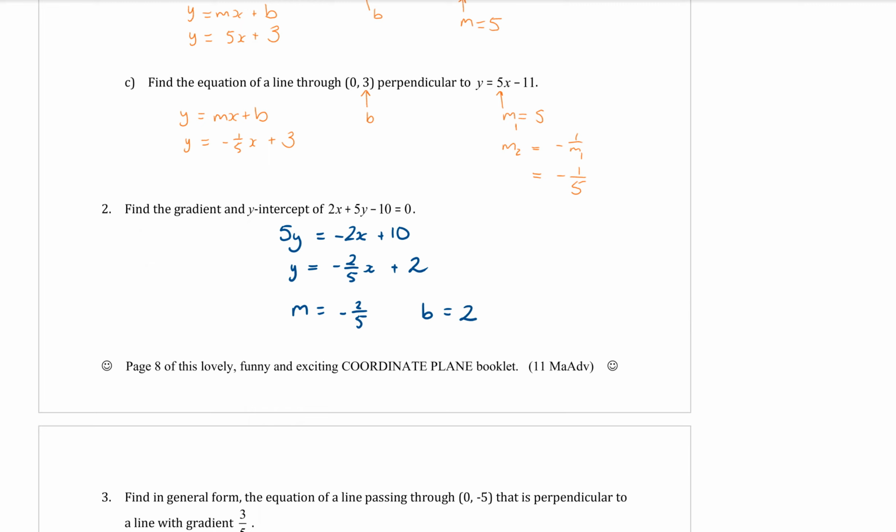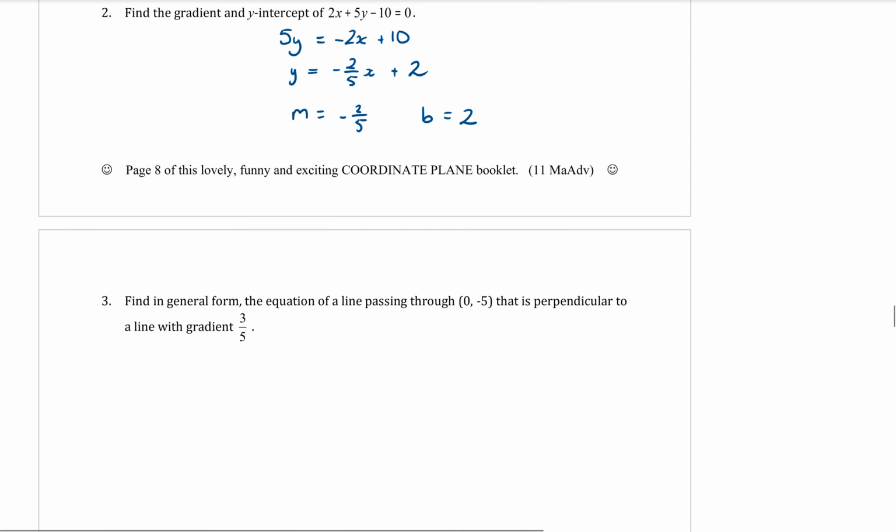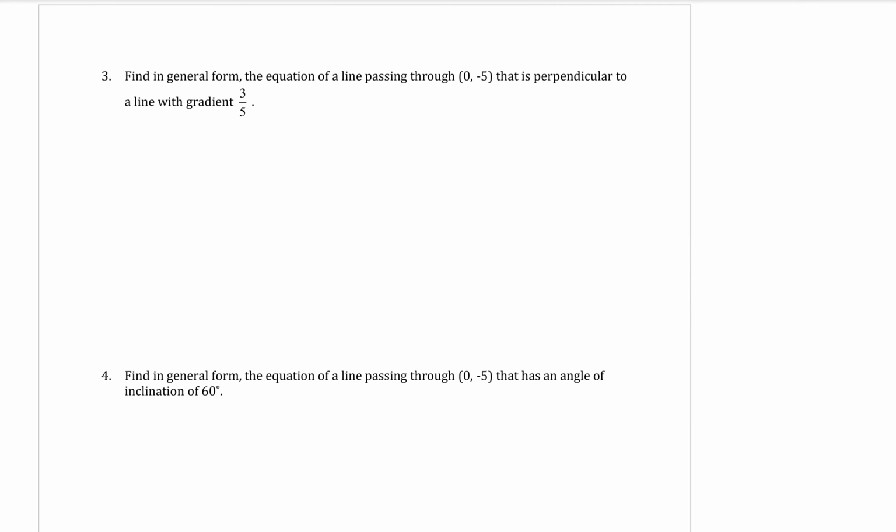Okay, on the next page, question 3. Find in general form the equation of a straight line that passes through the point (0, -5) that is perpendicular to a line with gradient 3 over 5. So again, we're doing perpendicular.